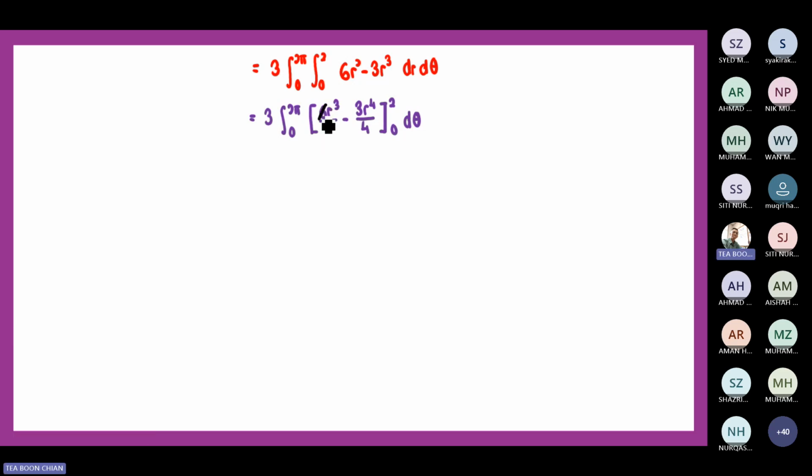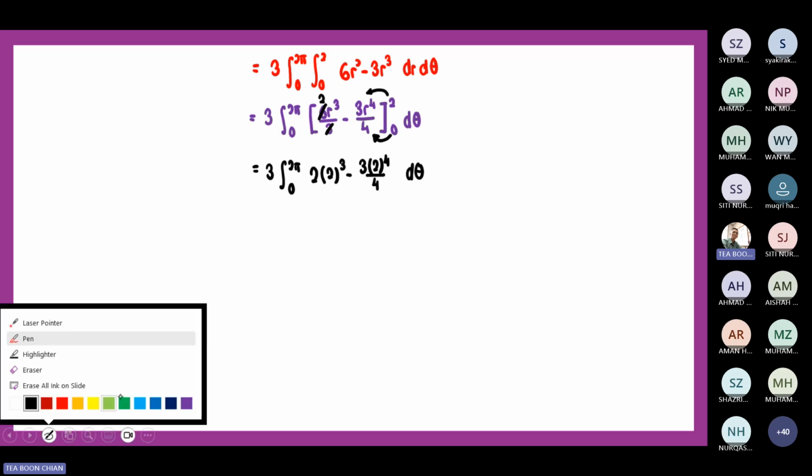Okay, so 6 and 3 here can be simplified into 2. And therefore, upon the upper lower limit substitution, let me do this one by one this time because the function is a bit complex. 2 multiplied 2 power 3 minus 3 multiplied 2 power 4 over 4. Substitute lower limit 0, everything becomes 0. Therefore, I can ignore the computation.